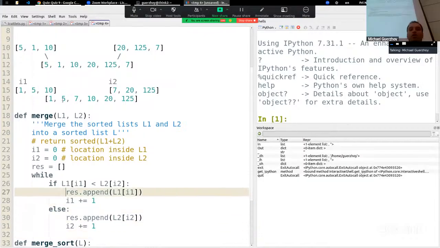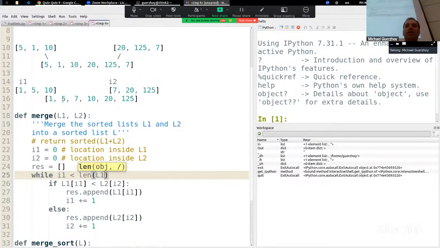So when do I stop? I stop when either I cannot look up L1 at I1 because I1 has gone out of bounds, or I cannot look up L2 at I2 because I2 is out of bounds. So while I1 is smaller than the length of L1, and also I2 is smaller than the length of L2, I can keep going on.